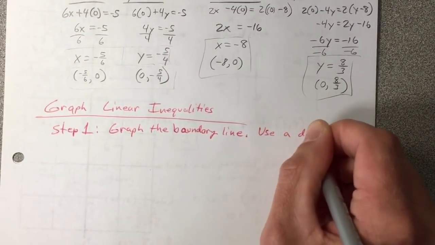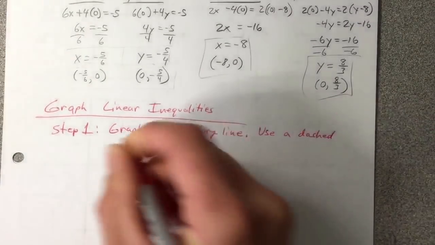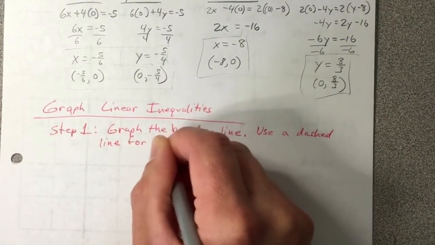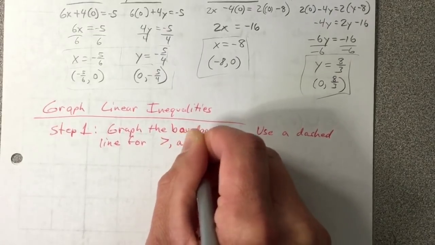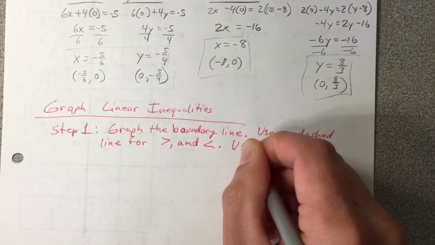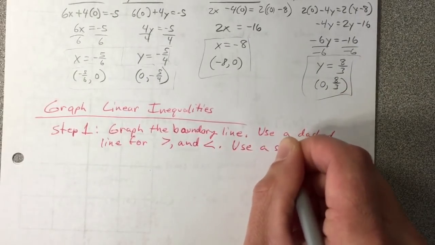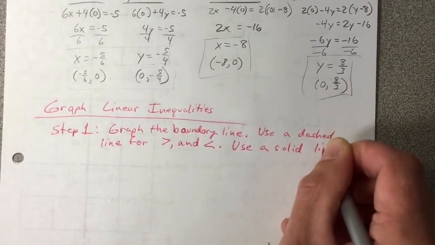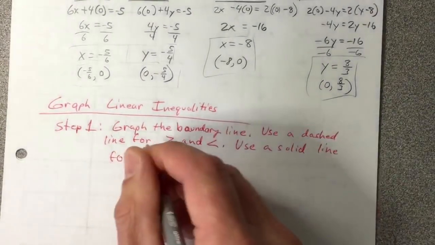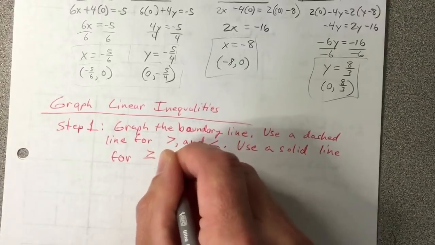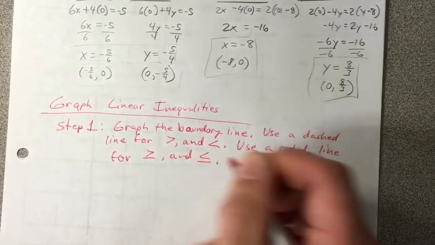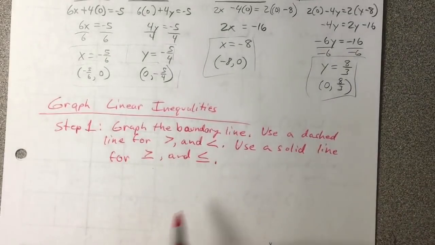Use a dashed line for greater than and less than. Use a solid line when you're dealing with equal to's. So for greater than or equal to and less than or equal to. Okay? And this kind of makes sense.